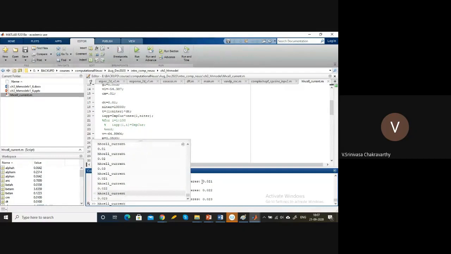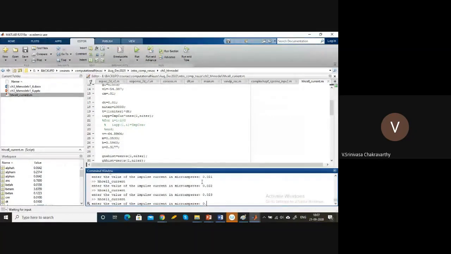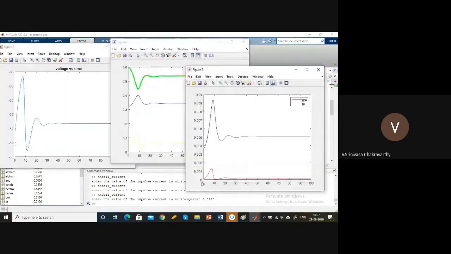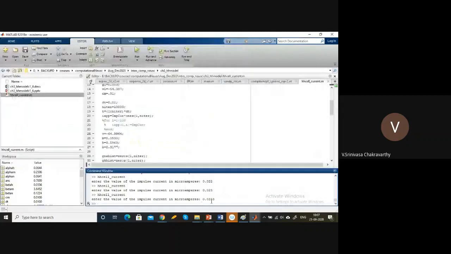So you can, if you want, even probe further exactly at what point, like 0.022 to 0.023, because it happened between 0.022 and 0.023. So let us probe at the fourth decimal. At 0.0223 also there's no action potential.